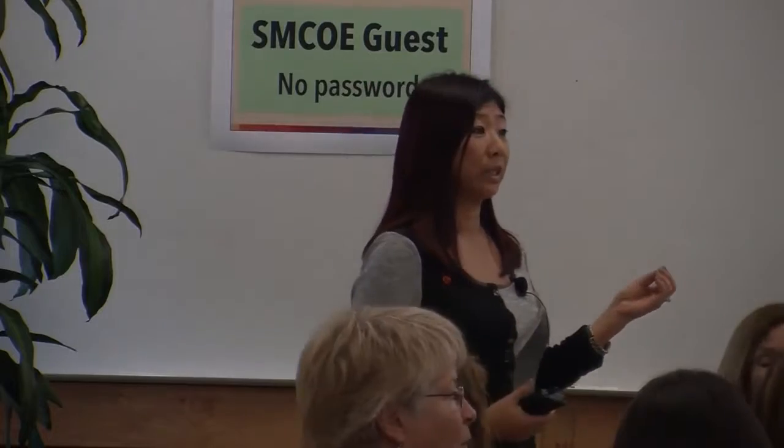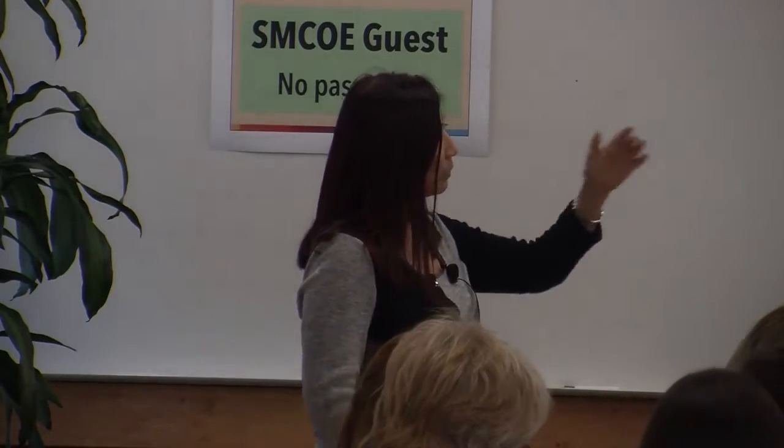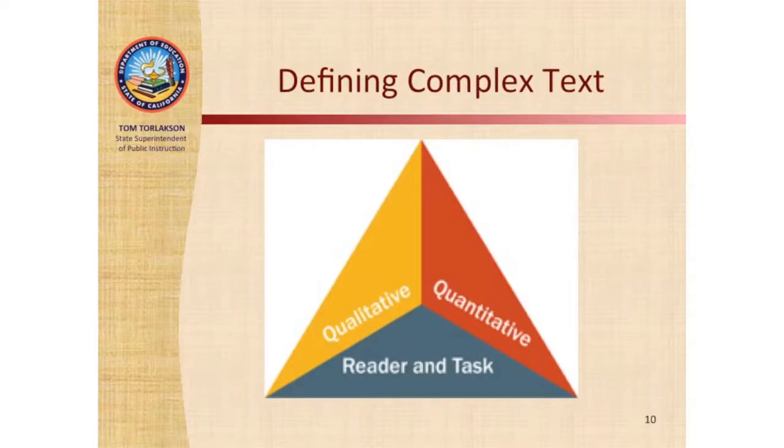Shar and I have trained this in a full day, so I am giving you just a brief overview, but we like to tell educators, yes, 3 dimensions, but it's actually a 4-step process. And I'll end with that 4th step. But the first dimension is the quantitative dimension, and that is simply a computer-generated lexile number that tells us what grade band this text is going to fall on.